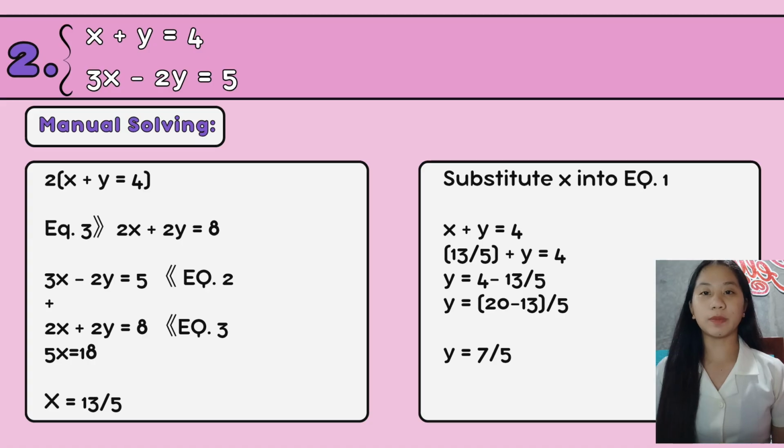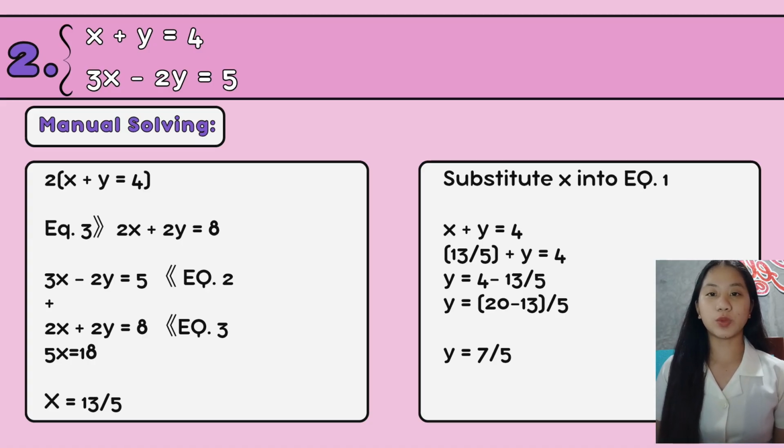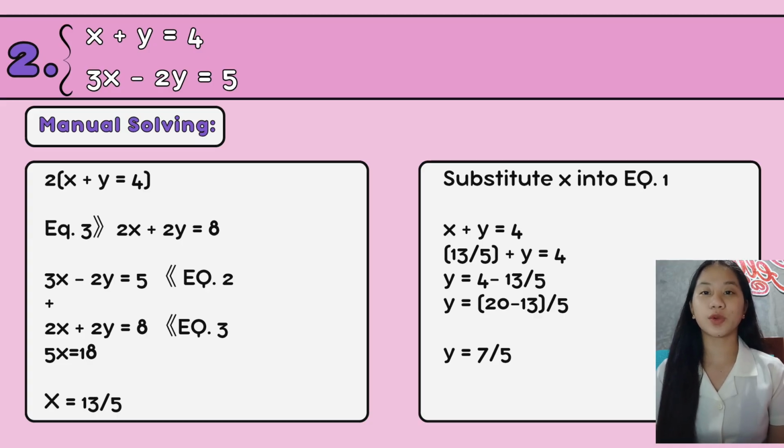So we need to multiply equation 1 by 2. We have 2x plus 2y equals 8. And then add equation 2 to equation 3. Therefore, we got 3x minus 2y equals 8 plus 2x plus 2y equals 8.